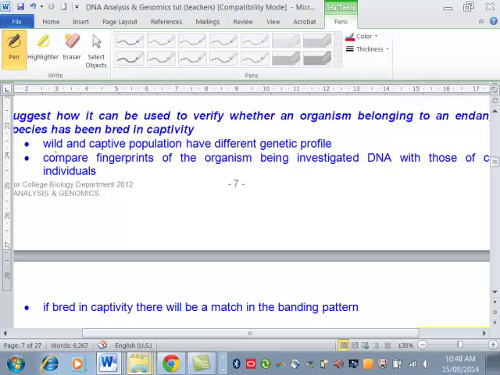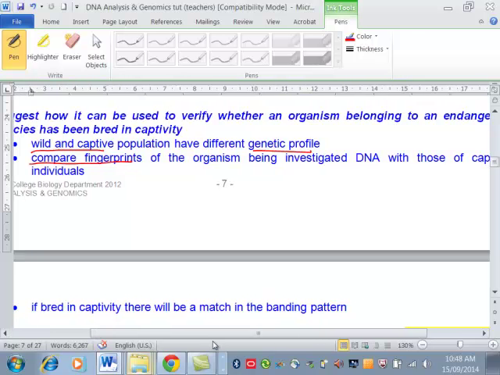Okay, so that's the answer. So the first point is that wild and captive have different genetic profiles, have very unique DNA fingerprint. Then number 2, we compare the fingerprints with those of the captive individuals. And if the endangered species is bred in captivity, there will be a match in the banding pattern. We compare the bands, and if there is a match, then the tiger was bred in captivity. If there is very little match, then most probably the tiger was bred in the wild. Everyone okay?